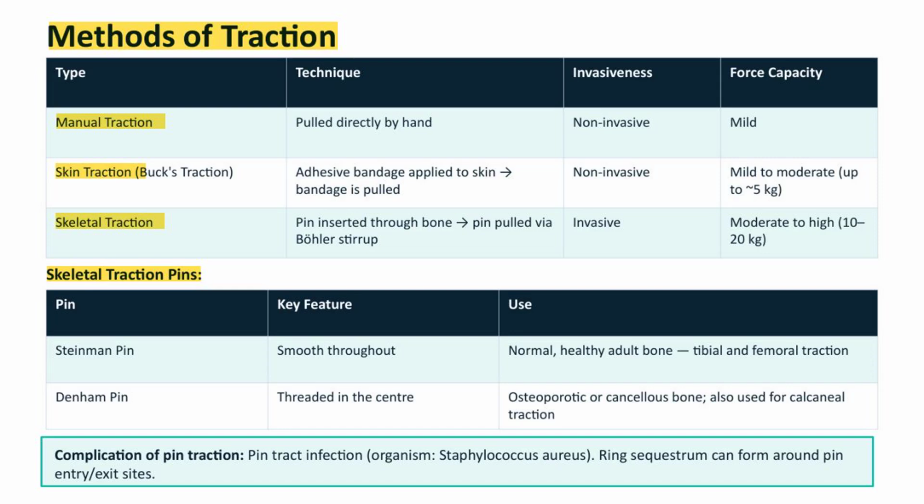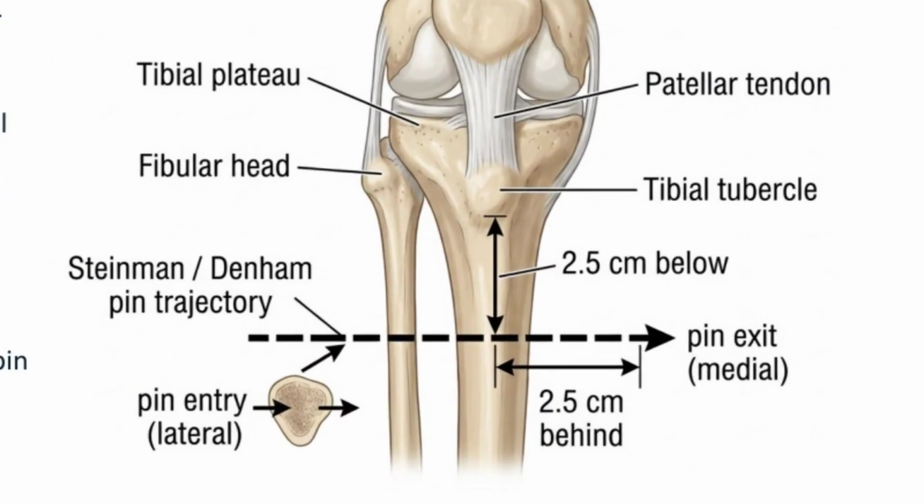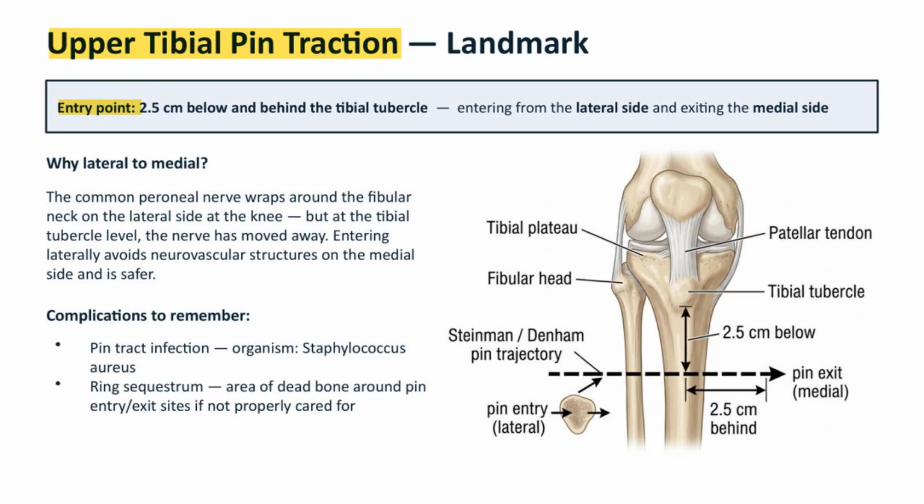Now let's talk about skeletal traction pins. The Steinmann pin is smooth throughout and is used for normal, healthy adult bone, for tibial or femoral traction. The Denham pin is threaded in the center and is used for osteoporotic or cancellous bone and also for calcaneal traction. Let's discuss the upper tibial pin traction landmark. The entry point is 2.5 centimeters below and behind the tibial tubercle, entering from the lateral side and exiting on the medial side.